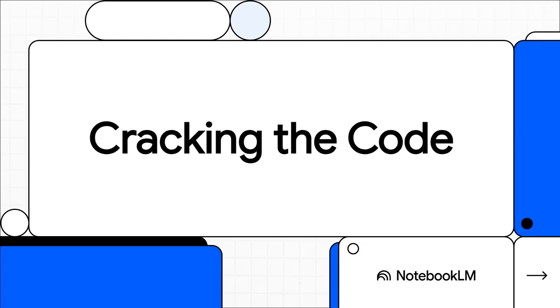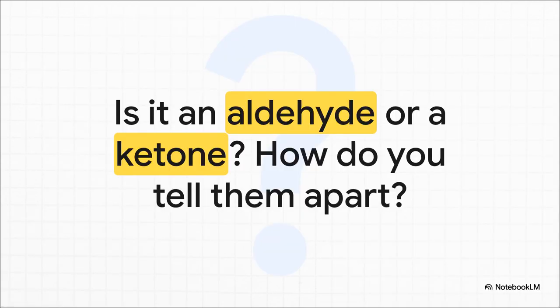All right, let's dive into a classic chemical mystery, a real whodunit that you might find in a chemistry lab. We're cracking the code on aldehydes versus ketones. So picture this. Someone hands you a test tube. Inside is a clear, mystery liquid. They tell you it's one of two things, an aldehyde or a ketone. The problem? They look the same, they can smell the same, and chemically, they're practically identical twins. So how in the world do you figure out which one you're holding?